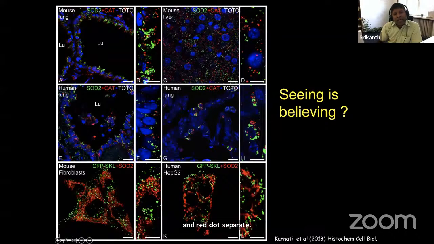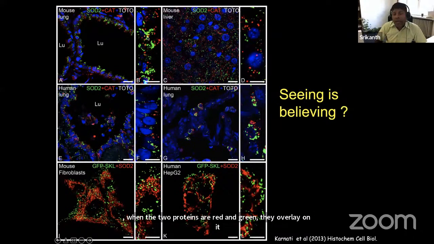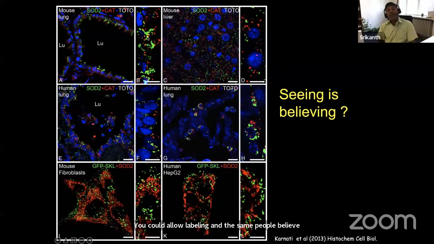Many people believe that when two proteins, red and green, overlay on each other, you get yellow labeling. And the same people believe that yes, these two proteins are actually colocalized, mitochondrial proteins on peroxisomes, or peroxisomal proteins on the mitochondria. And people believed for so many years that superoxide dismutase 2 is also a peroxisomal protein.